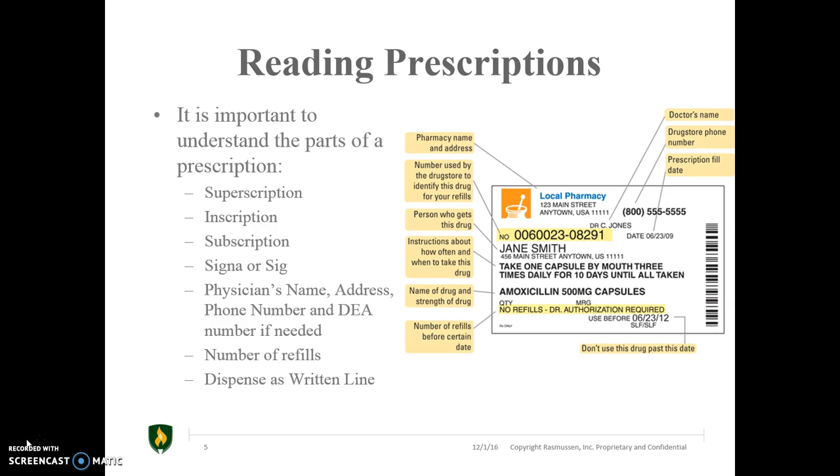The physician's name, address, phone number, and DEA number need to appear on all scripts, except for the DEA number, which is the Drug Enforcement Agency number. It's assigned to all physicians that states that they're able to prescribe, dispense, and administer controlled substances. So if it's a controlled substance, that number needs to be present. And lastly, we have the dispense as written line. And this states whether or not a generic medication can be given or if it's brand name only. So that's kind of a quick wrap up for this week for chapter 54.